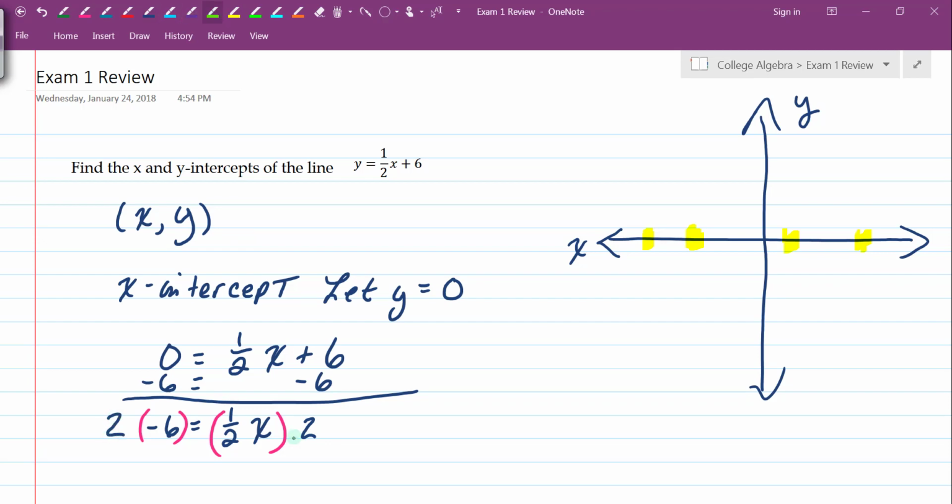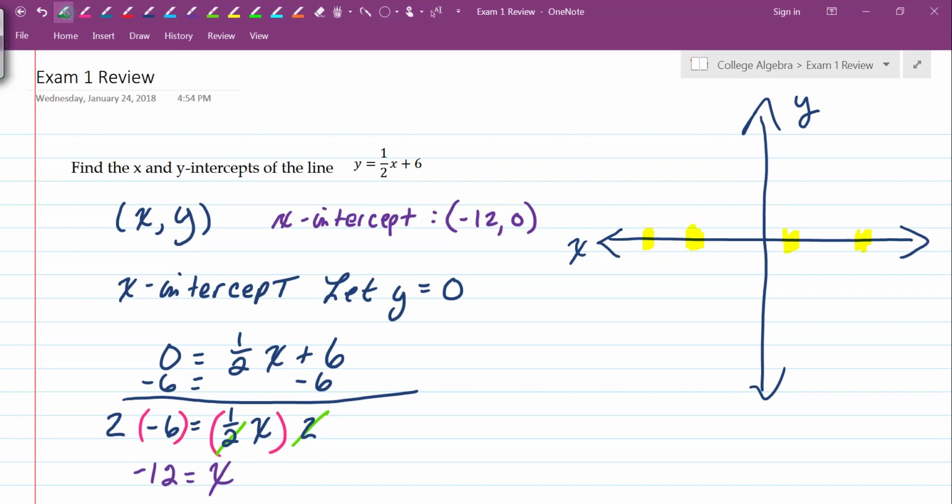So on this side over here, my 2's will cross out, and I will be left with -12 is equal to x. So for my x-intercept, I'm going to have the point, you have to write it as a point, -12, 0. So that's my x-intercept. Now let's go ahead and solve for our y-intercept.